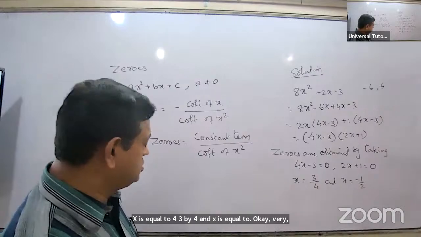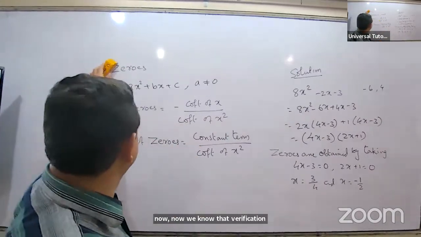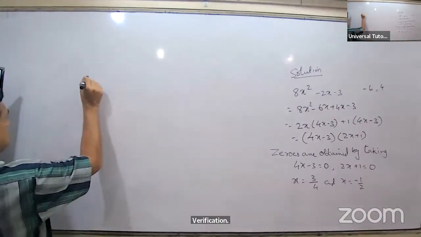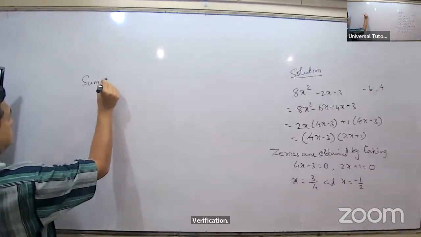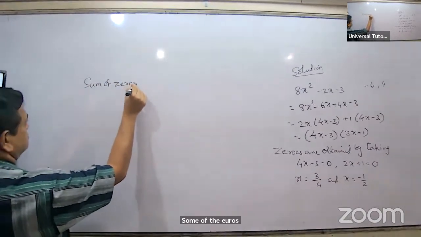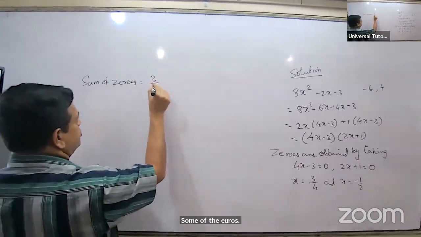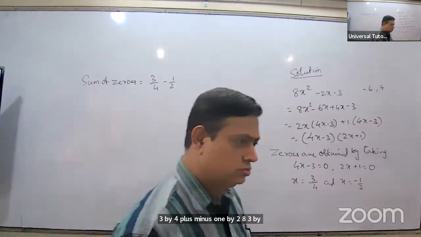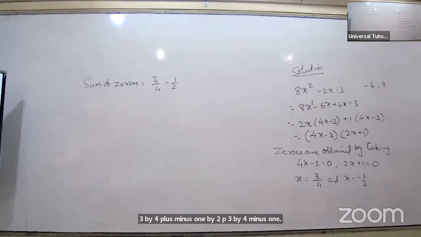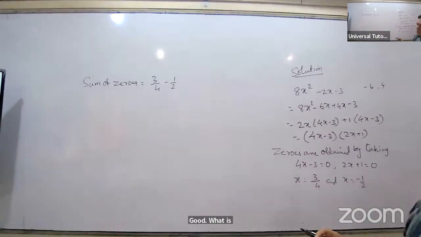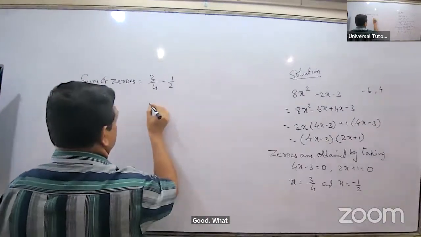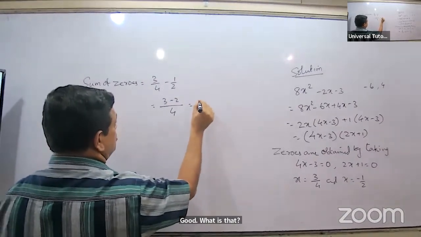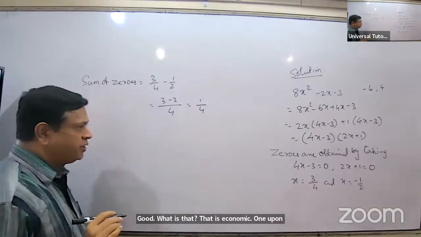Now below, write verification. Sum of zeros: 3 by 4 plus minus 1 by 2 means 3 by 4 minus 1 by 2. Now, the LCM of 2 and 4 is 4. Therefore it is 3 minus 2 over 4, which is equal to 1 upon 4. All of you got this much.